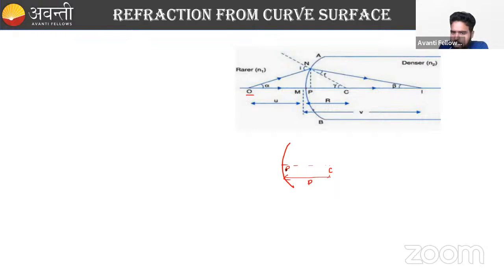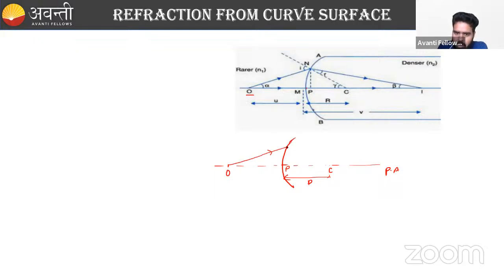And the line joining the pole and the center of curvature is known as the principal axis. We can say this is our principal axis. If some object is placed here and we know that a ray is coming from the object, so if we make one ray incident on this curved surface, then what do we have to do?